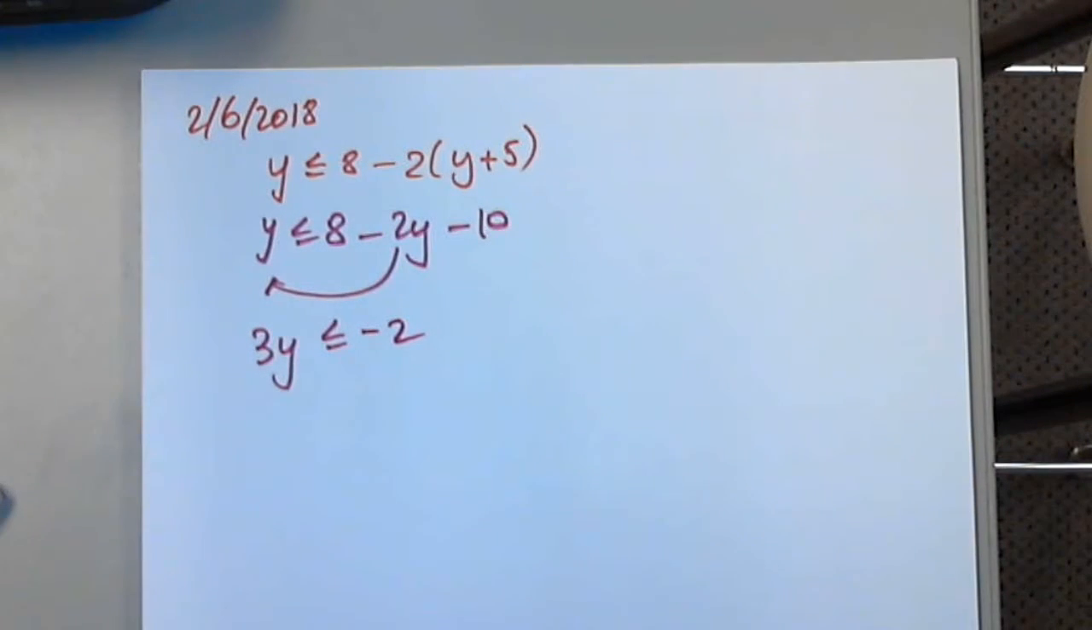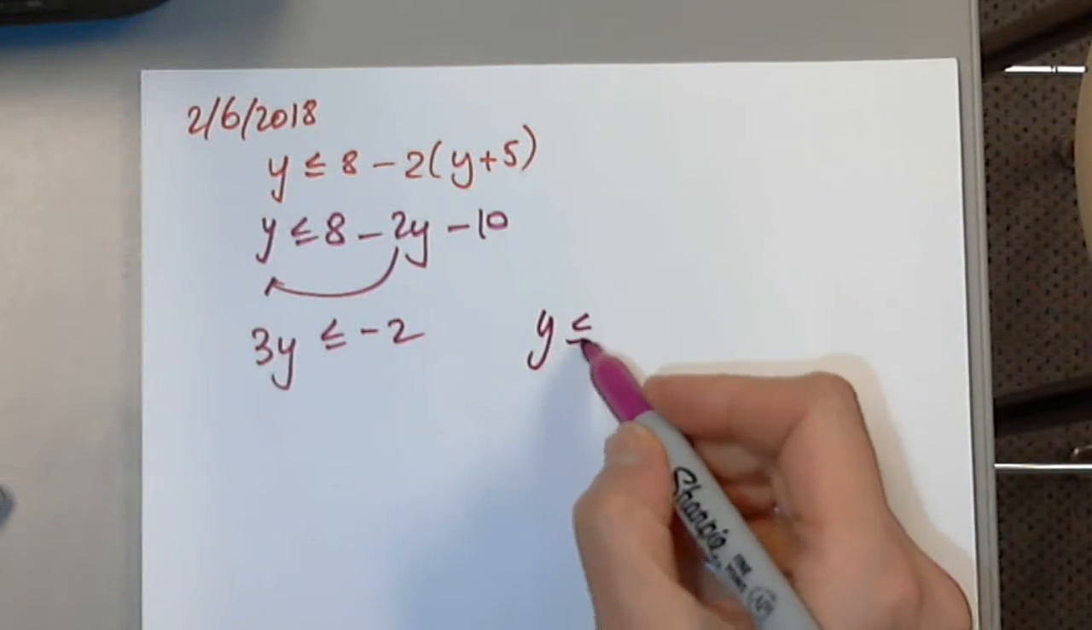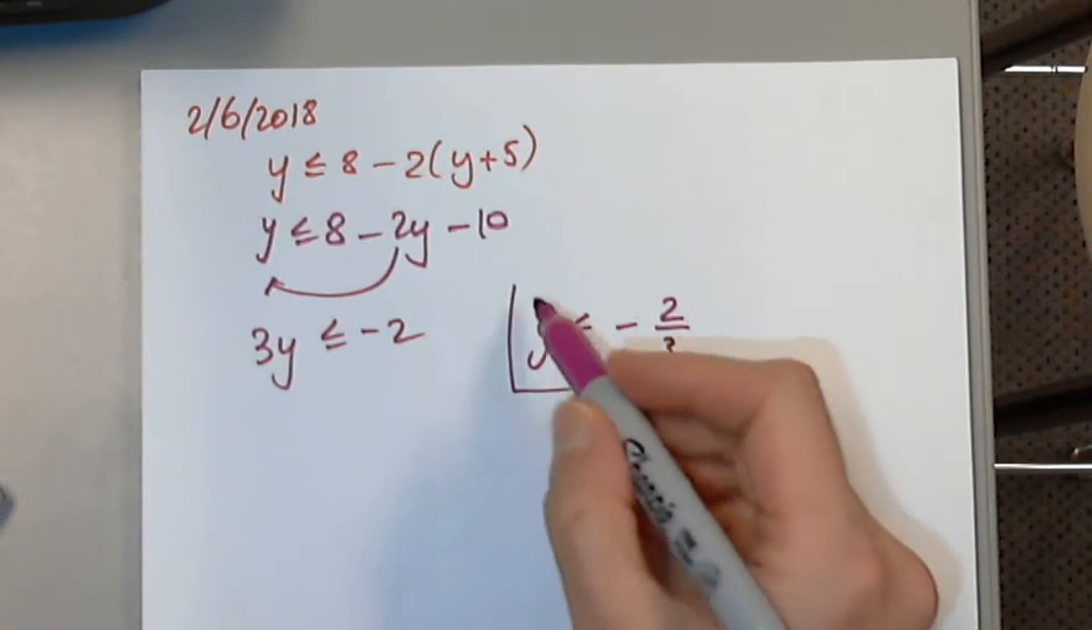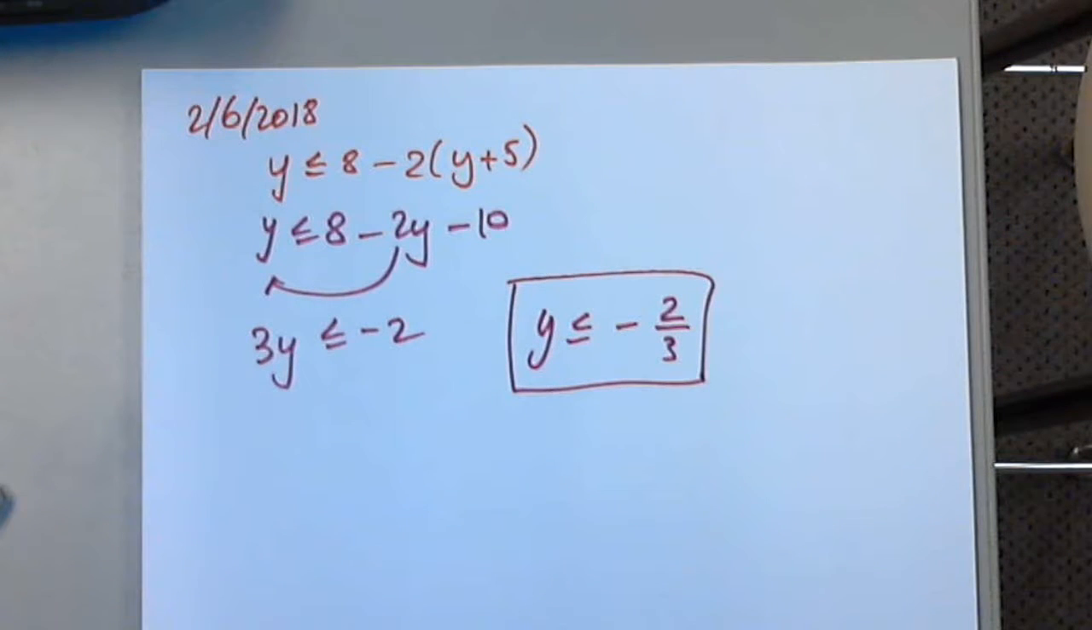Very good. Final step. Divide both sides by 3. That's it. So y is less than or equal to negative 2/3. Now in interval notation, how will I present this? In interval notation.